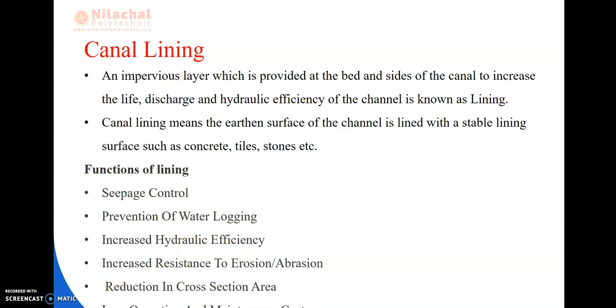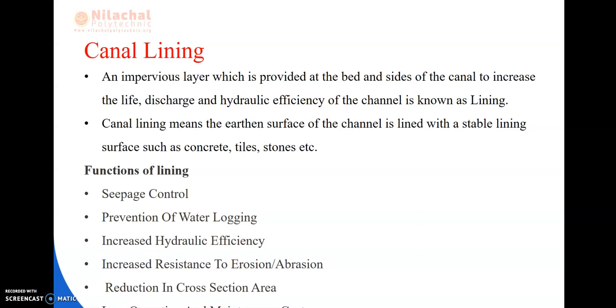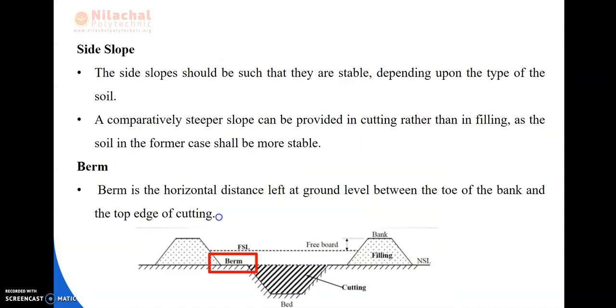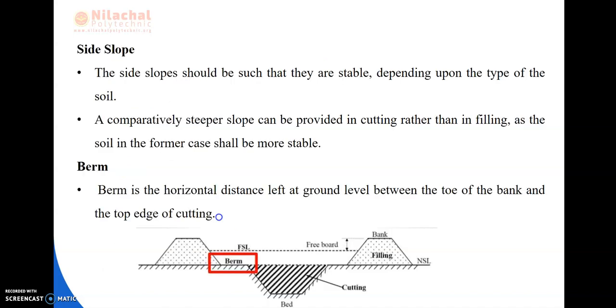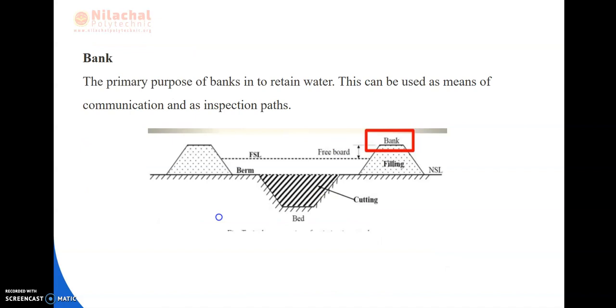Good morning everyone. Today we'll be reading about canal lining. In the previous slides we discussed the cross section of the irrigation canal and the components of the irrigation canal. The components are side slope, berm, freeboard, bank, service road, back berm, spoil bank and borrow pit. We have also discussed all of these one by one.